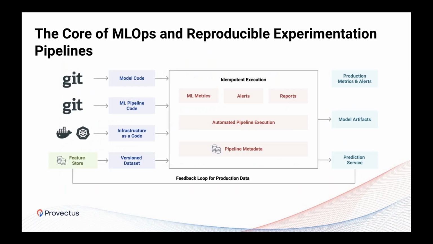Let's jump right into the core concept of reproducible machine learning pipelines. So we have four inputs: the code of the machine learning model, the code that describes the machine learning pipeline steps, and code that describes your infrastructure and dependencies. Obviously, any code is to be stored and versioned in Git. You also have a fixed, immutable, and versioned dataset as an input for your machine learning pipeline. A dataset is usually sampled from the centralized feature store.